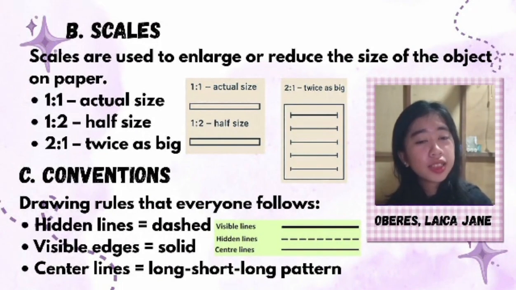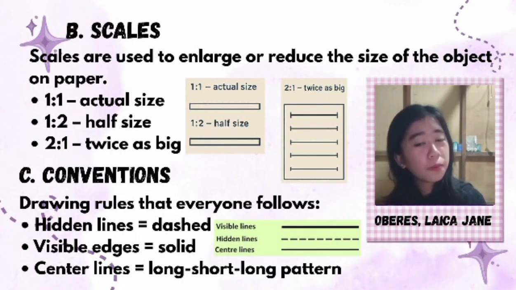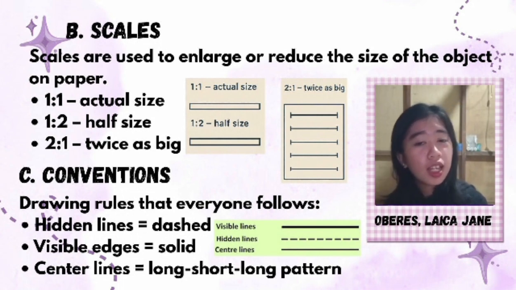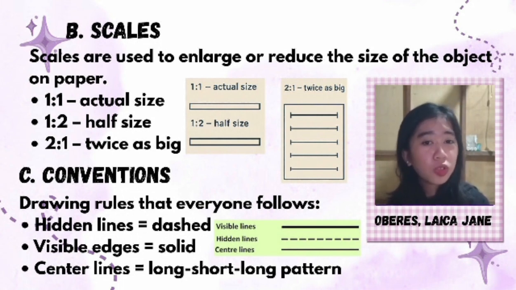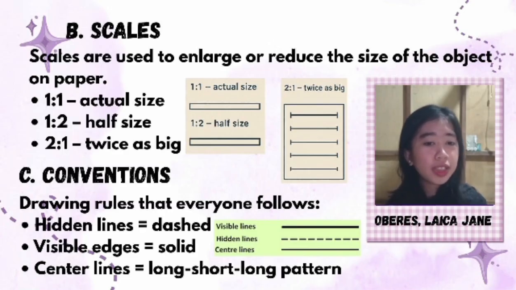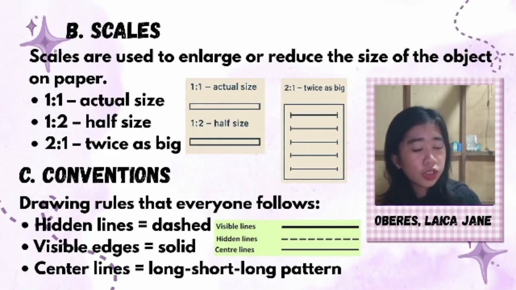B. Scales. Scales are used to enlarge or reduce the size of the object on paper. First, 1 to 1 is actual size. Second, 1 to 2 is half size. Third, 2 to 1 is twice as big. Scales are used in drawings to make an object look bigger or smaller than its real-life size while keeping the correct proportions.